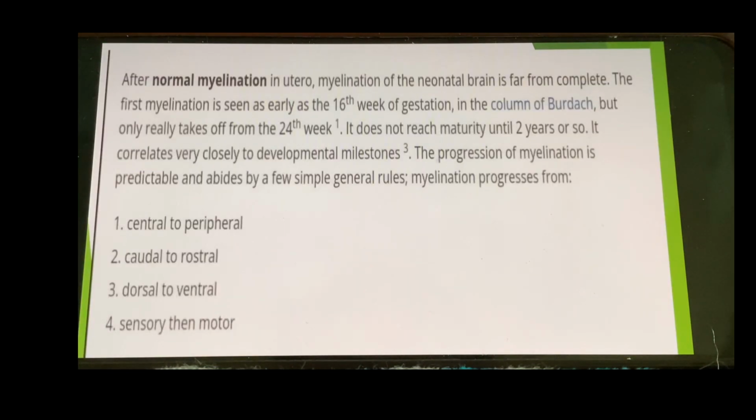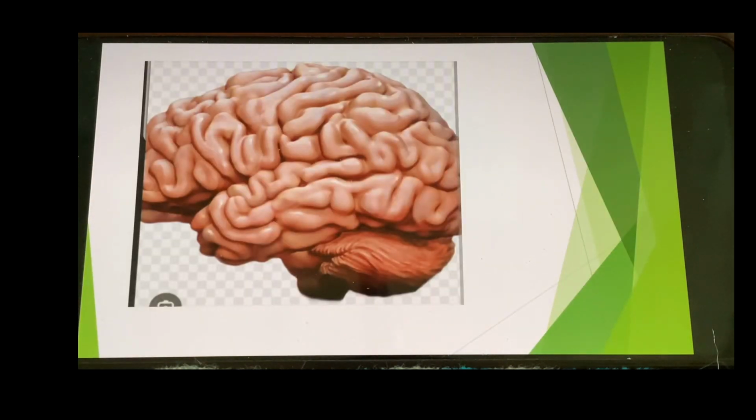The normal myelination begins at approximately 16 weeks and is completed at around 2 years of life. It occurs from posterior to anterior, from cranial to caudal, and from central to the periphery.